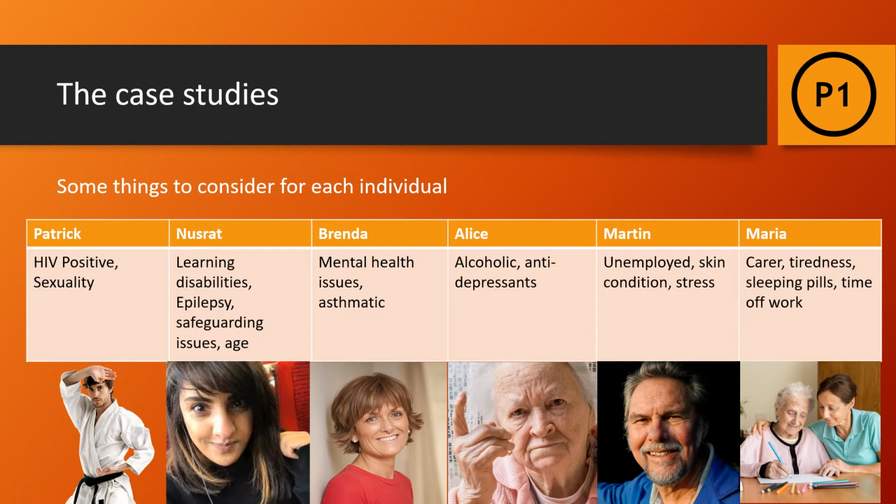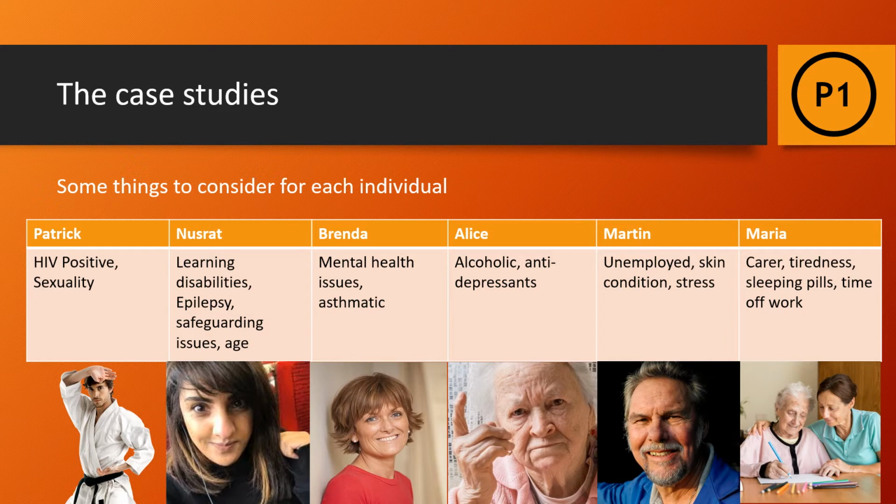Now, when it comes to the issues they have, Patrick is in a same-sex relationship. He's tested positive for HIV. There are issues with sexuality. With Nusrat, she has learning disabilities and epilepsy. There are safeguarding concerns. There's also her age as a factor. When it comes to Brenda, she has mental health issues and she's asthmatic. Alice is an alcoholic, taking antidepressants. There are also factors of her age that could be linked.